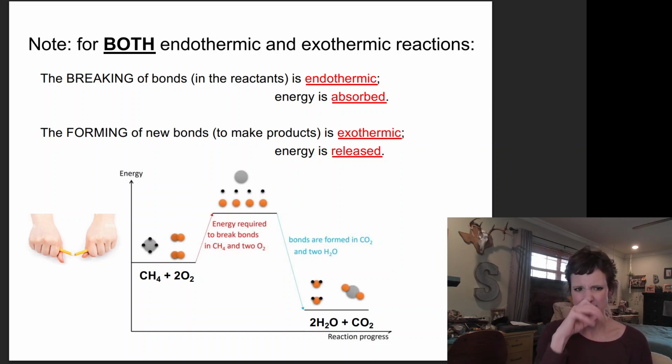And sometimes kids get this a little bit backwards. They're like, I thought the breaking of bonds is like releasing energy because that's what my biology teacher told me with the ATP of it all.